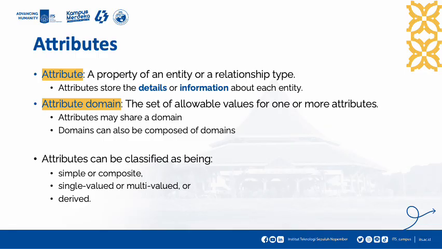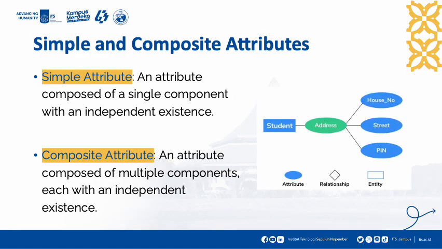So let's say we have 3 attributes in the entity. They may share the same domain, but domains can also be composed of other domains. I will explain about it later. Attributes can be classified as simple or composite, single-valued or multi-valued, or derived. The first grouping is simple and composite attributes. A simple attribute is an attribute composed of a single component with an independent existence. For example, in the student entity we have ID, student number.